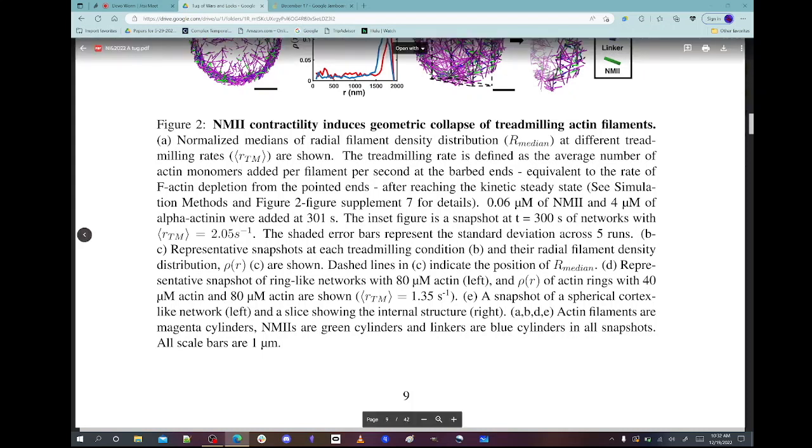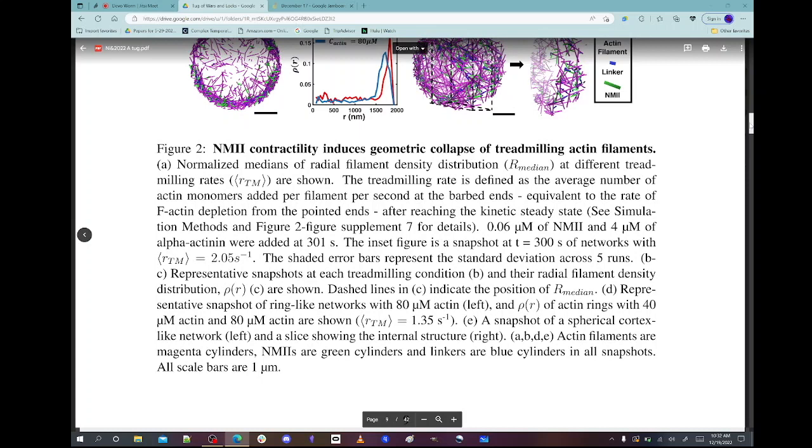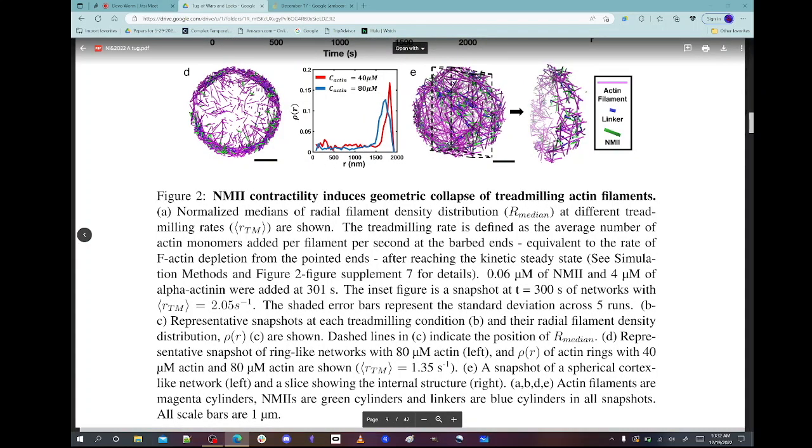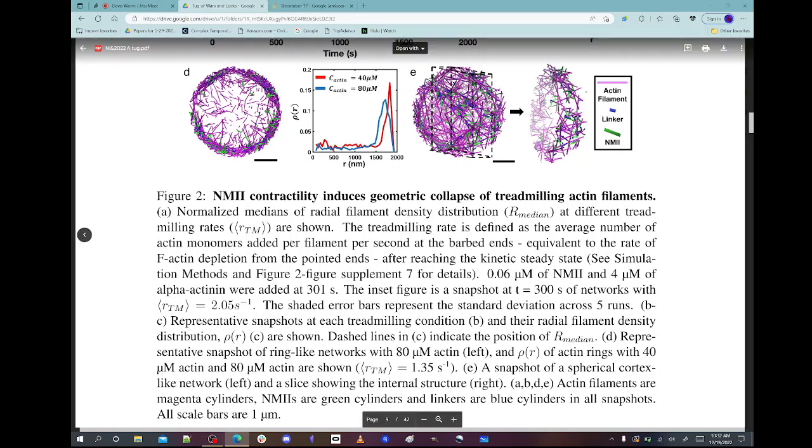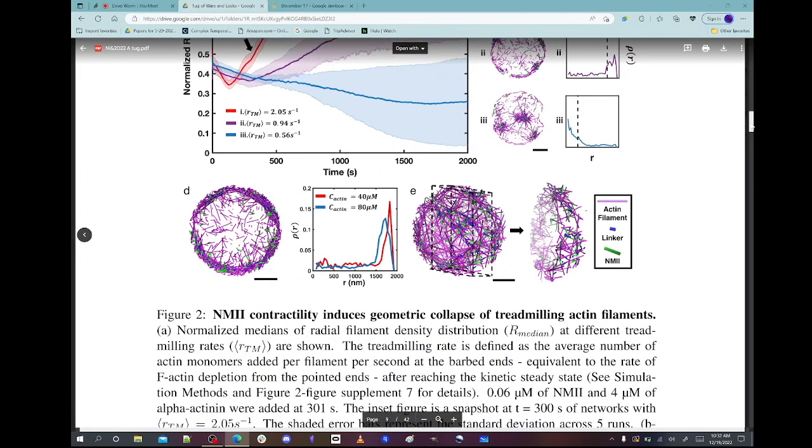Actin filaments are magenta cylinders. The treadmilling rate is defined as the average number of actin monomers added per filament per second at the barbed ends. So the treadmilling rate is where they're adding in things and they're moving around, and so the rate increases as they're adding in actin monomers. Equivalent to the rate of F-actin depletion from the pointed ends. So this is actually where they're able to get regeneration of actin filaments. So the actin filaments are added, they degrade, and they have this rate of activity.